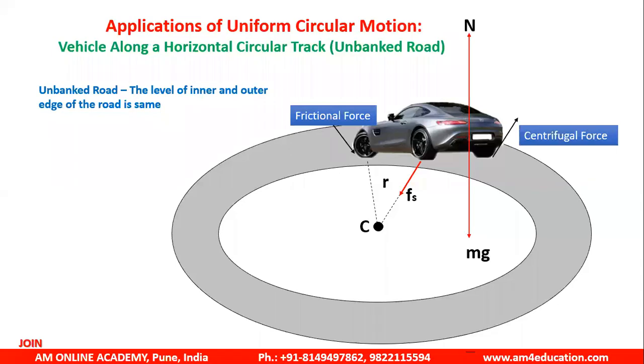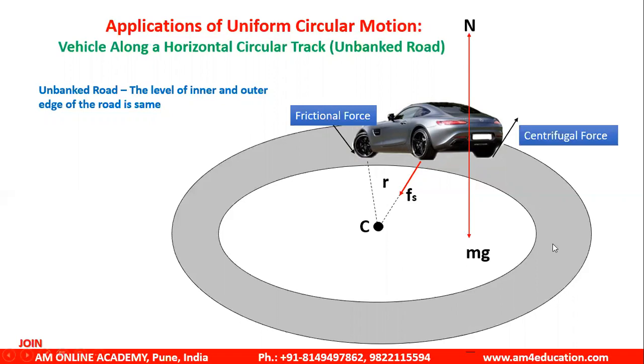The first application is a vehicle along a curved circular track or unbanked road. Now let us see what an unbanked road is. See, this is a circular path. On this path, this is the inner edge and this is the outer edge. In an unbanked road, both the edges, inner as well as outer, are at the same ground level. Such a road, where the inner edge and the outer edge are at the same level, or flat, such a curved road is called an unbanked road. Now here we are going to study how circular motion works on an unbanked road.